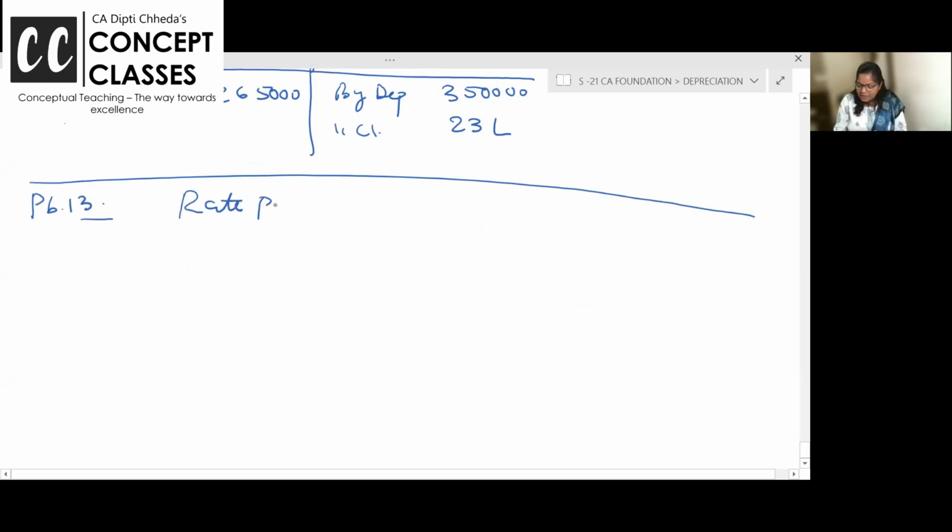Rate per hour. This is my way of doing it. And even in the class fields, you don't want to calculate rate per hour, you can do it directly. You can also cross multiply. Total cost minus the scrap value, divided by number of hours.